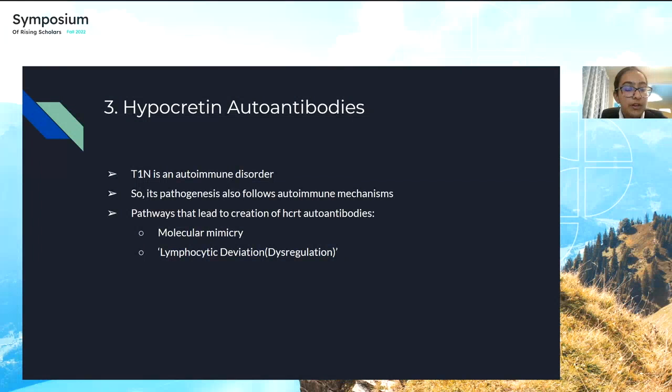Finally, hypocretin autoantibodies. T1N, surprisingly, is considered to be an autoimmune disorder. So its pathogenesis, or the evolving of the disease's progression, follows autoimmune mechanisms. For this reason, autoantibodies are created when the immune system mistakes the hypocretins as foreign antigens, which is known as molecular mimicry. This can also occur through other, as of now, not clearly understood deviations in the lymphocytes.